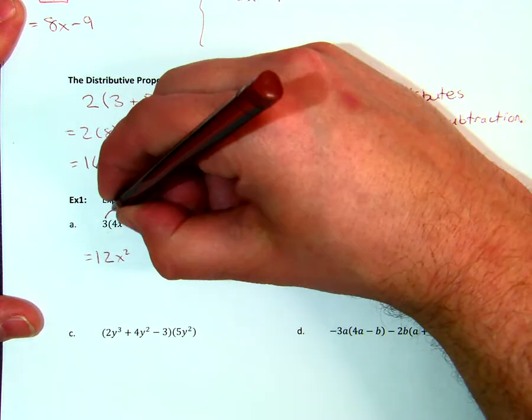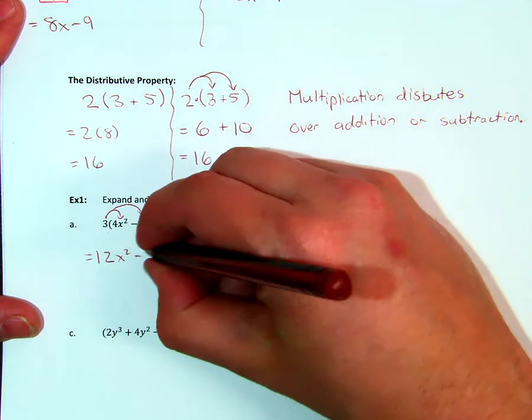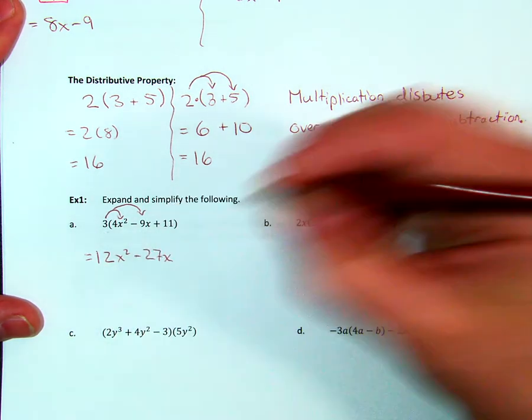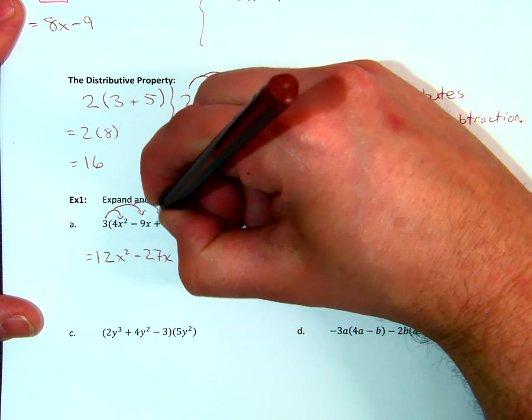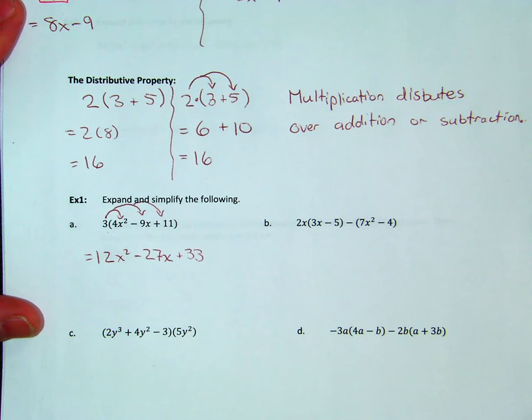Then I do the same thing with the 9, the negative 9x. So 3 times negative 9 gives me negative 27. The 3 doesn't have any x's, so I'm just left with the x, so negative 27x. And then 3 times positive 11. 3 times positive 11 is positive 33. I have no like terms in here, so I'm done.